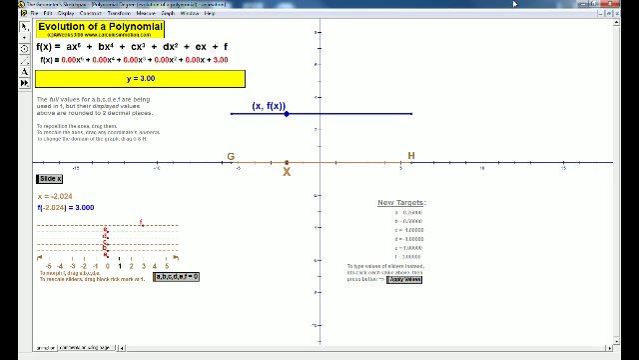Welcome back. So, polynomials are of this form right here. You can see that they're exponents. So you have y equals x squared, and y equals x cubed, and y equals x to the fourth, and y equals x to the fifth. Those are called polynomials. And every iteration thereof.